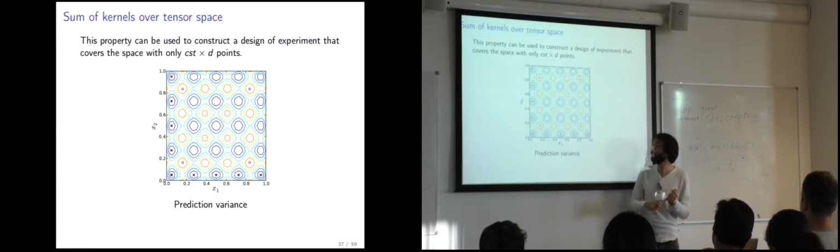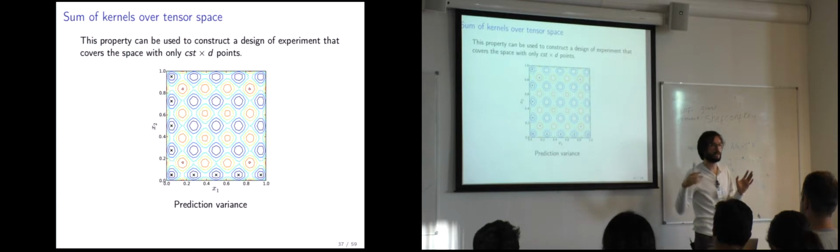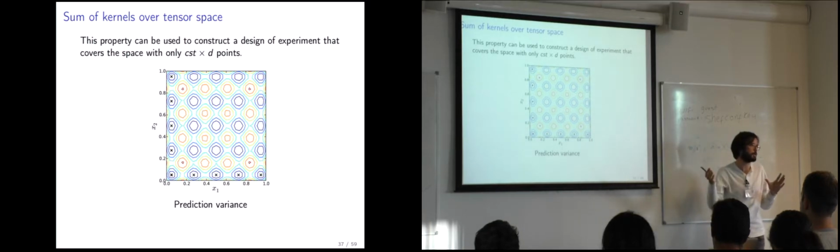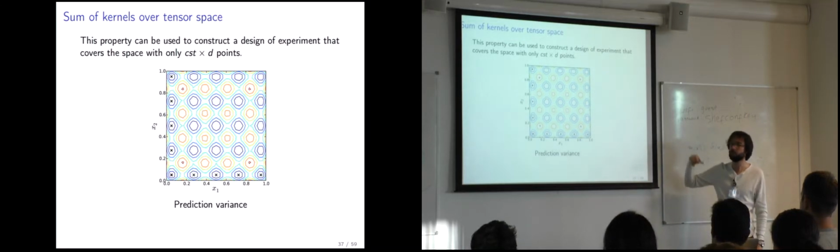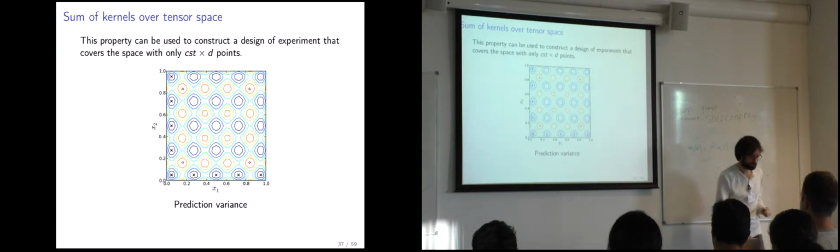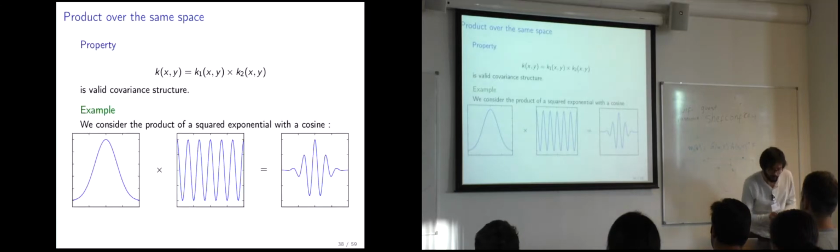Okay, if you want this behavior with 0 variance on a grid with a classic kernel like the squared exponential or the Matern kernel, then you will need a number of points that increases exponentially with the dimension, which is something you can't do in high dimension, right? So we've seen the sum.